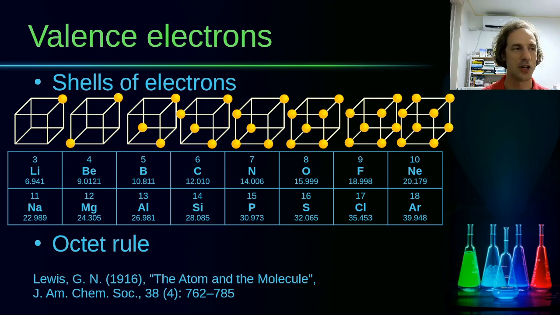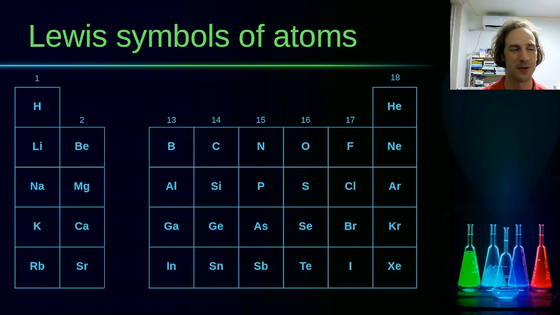its valence shell. He used this cube model because a cube has 8 vertices, but drawing cubes is very difficult, so the Lewis symbols will symbolize the electrons using dots. And so for hydrogen, it has 1 electron, and this single electron is its valence electron, so we can draw a dot next to its symbol, and we get the Lewis symbol.